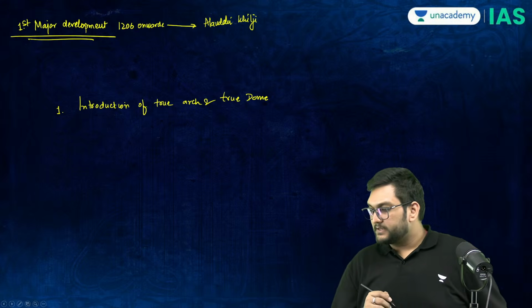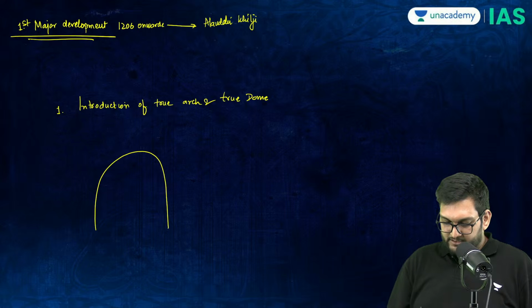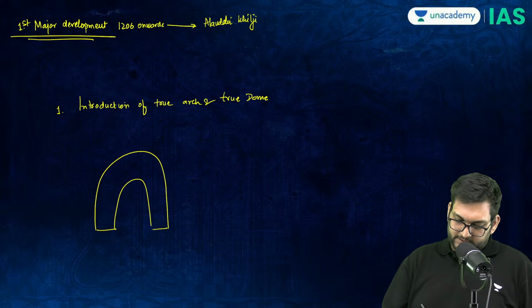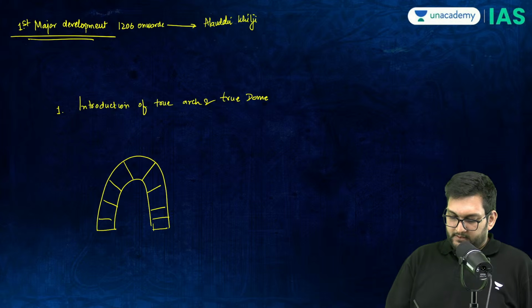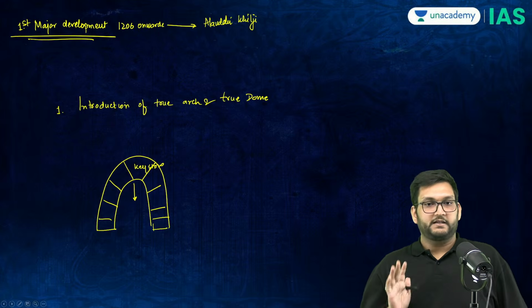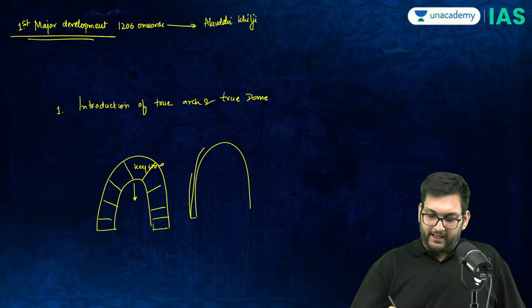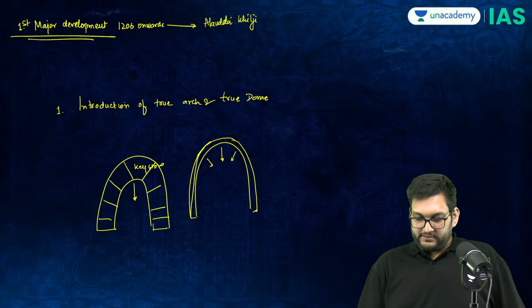True arch, true dome is important in the way that, see, you may have to make this in the examination also. A true arch has a keystone, and it is freestanding. So the arch has nothing, you can say, as an element which holds this weight. It is freestanding. This is called a true arch.